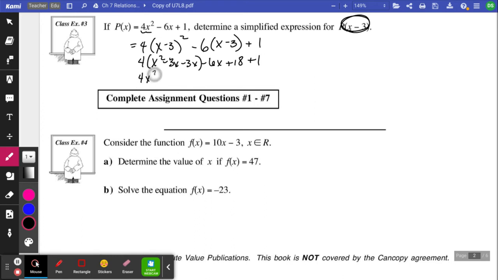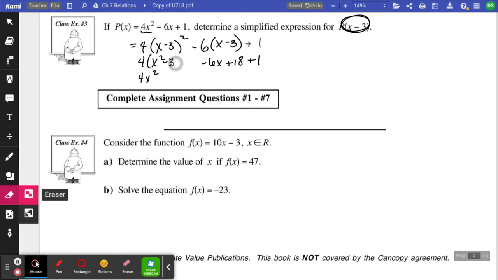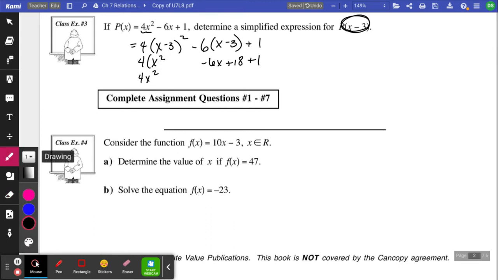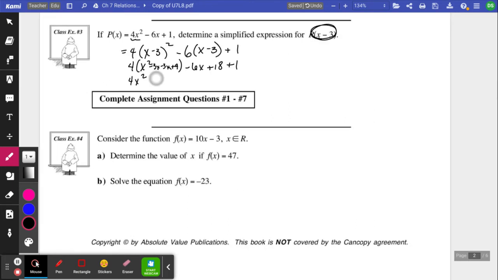So I have 4x squared. Oops, I missed this thing. Hold on. Okay, can I put that together as negative 6x in the middle there? So 4 times negative 6 is negative 24x plus 36 minus 6x plus 19.